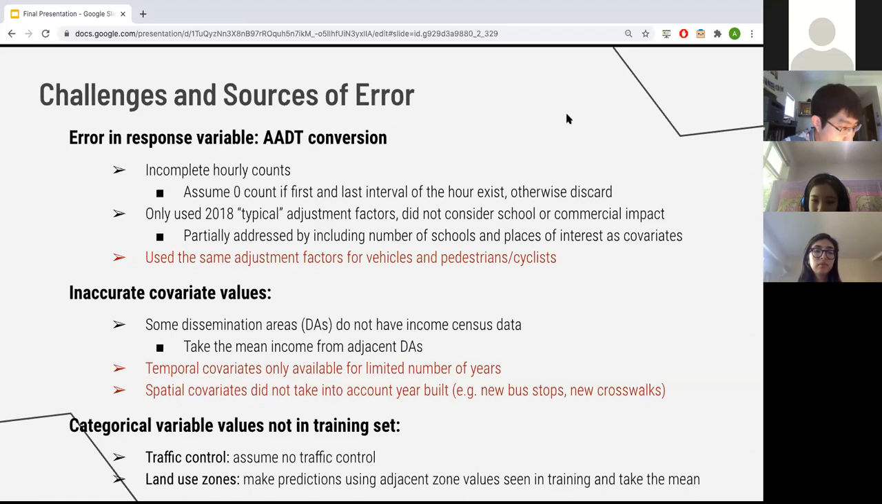Also, the adjustment factors were updated in 2018, but the raw count data that ended up in our training set goes back to 2010. And there were 4 types of adjustment factors considering school and commercial impact, but we only used the typical adjustment factors. This issue is partially addressed by including number of schools and places of interest, which includes shopping centers, as covariates.